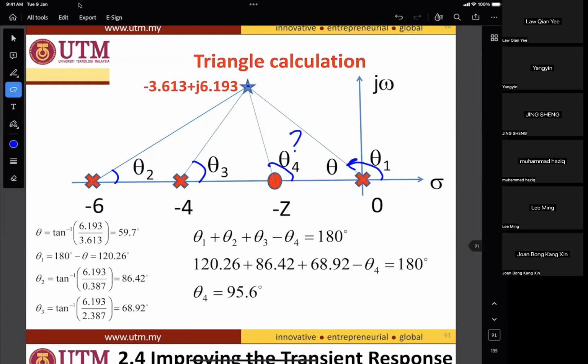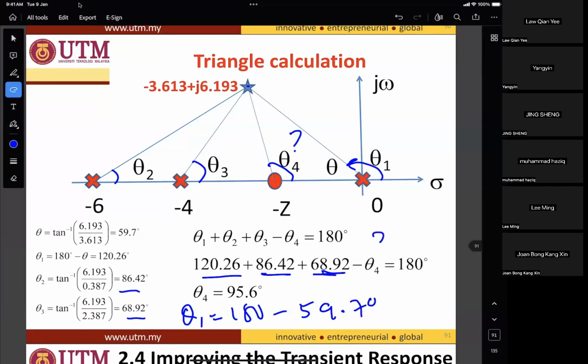Theta 1 is 180 minus 59.7, which will give you 120. Theta 2 here uses an arctangent, 86.42. Theta 3 here is arctangent 68.92. And theta 4 is unknown.